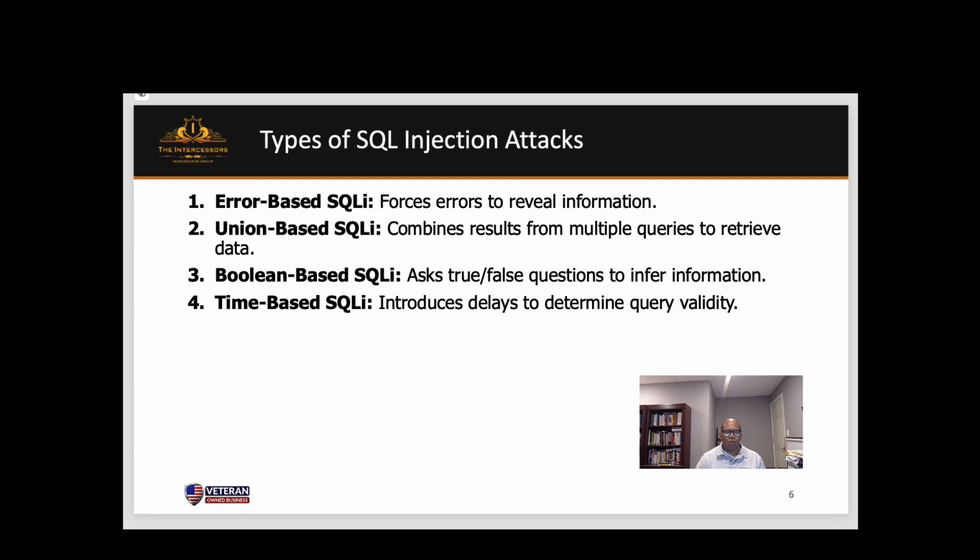SQL injection isn't a one-size-fits-all attack. There are several different types, including first, error-based SQL injection. This technique forces the application to produce error messages that reveal information about the database. Next is union-based SQL injection. This method uses UNION SQL statements to combine and extract data from different tables. Then we have Boolean-based SQL injection. Attackers ask true-false questions and analyze the application's response to extract information. And then we have time-based SQL injection. Delays are introduced to queries to determine whether a condition is true or false based on response time.